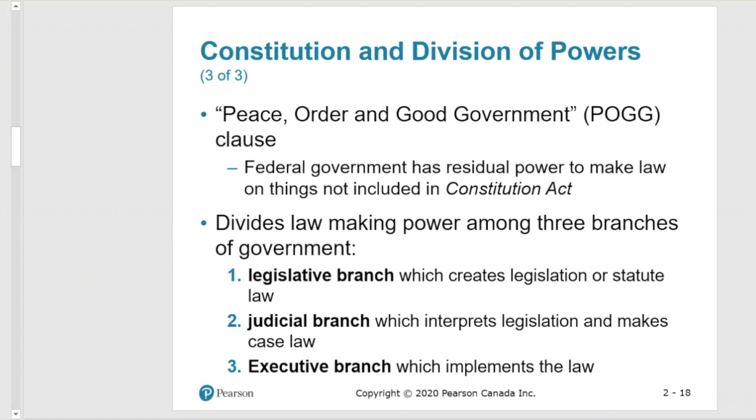So the judicial branch is there to adjudicate cases, to render decisions, to solve disputes. The legislative branch is there mainly to make legislation, to make statute law. And the executive branch is the one that runs the country or runs the province. And how do they run? They implement the law. They can only act when the law allows, when the law permits. So it's important to understand those three branches we have in Canada.